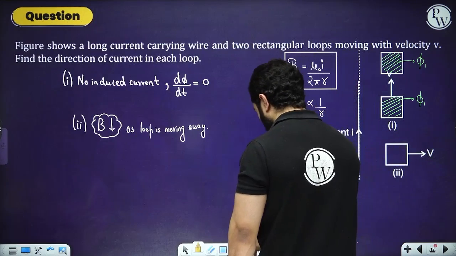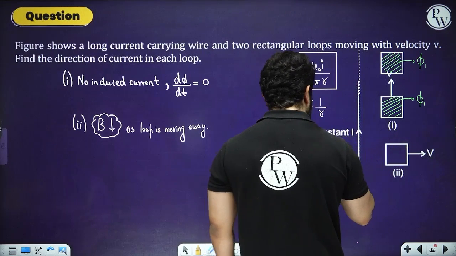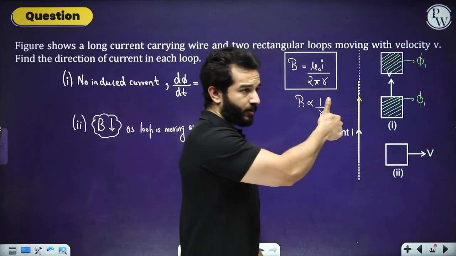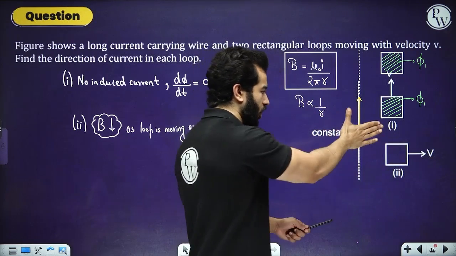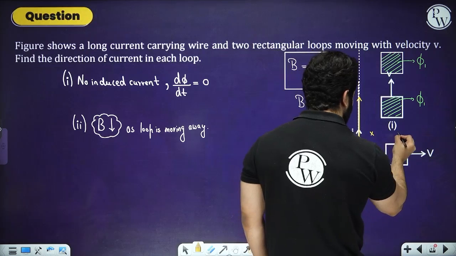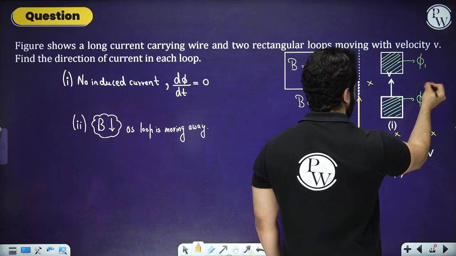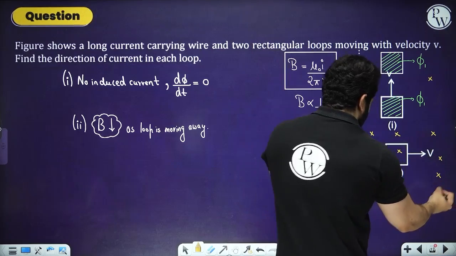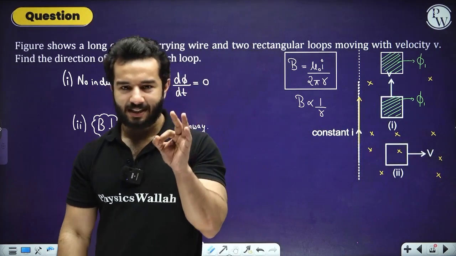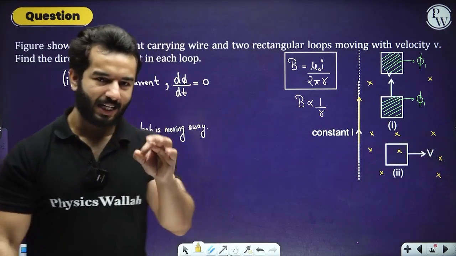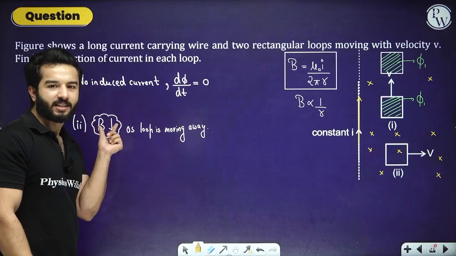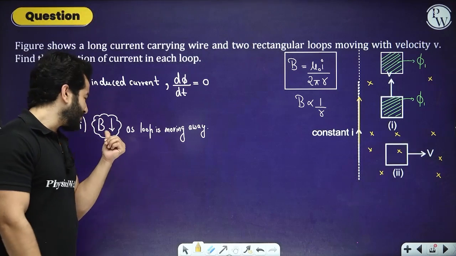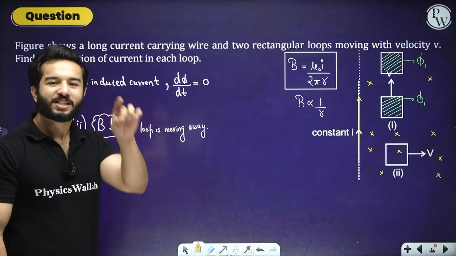What is the direction of the magnetic field? Current is moving like this. Direction of magnetic field is cross, so that means the magnetic field is cross everywhere. The reason for change in magnetic flux is that magnetic field is decreasing. So what would induced current want? Induced current would not want this magnetic field to decrease. So it will support it.